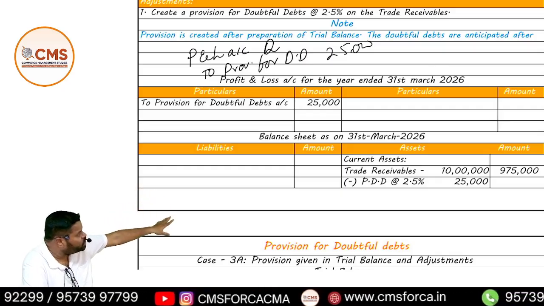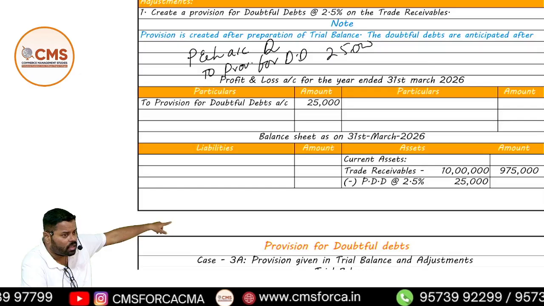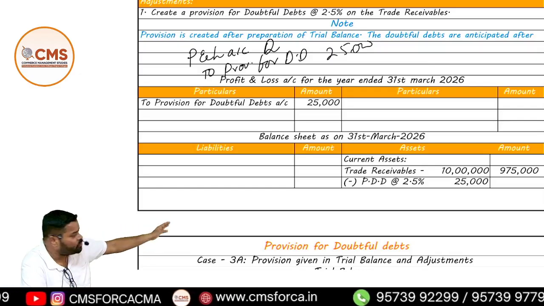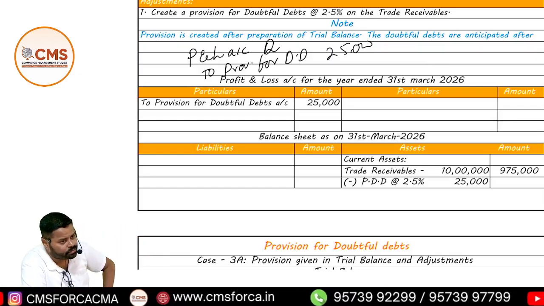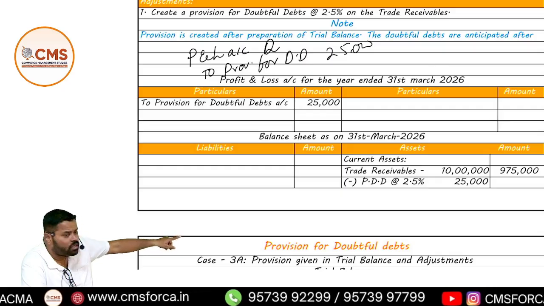Now you created the provision just now, and this provision is created from P&L account from the debit side to provision for doubtful debts 25,000. And what is that I'm doing in my balance sheet here? Trade receivables 10 lakhs minus 25,000.